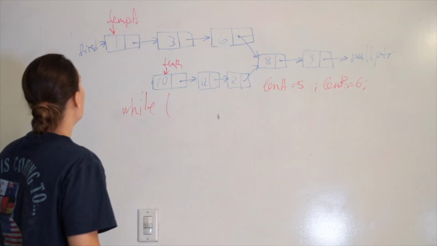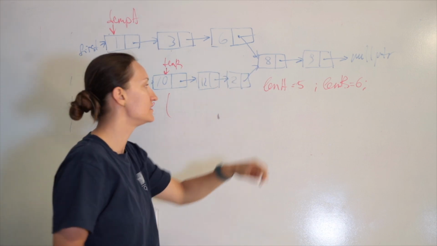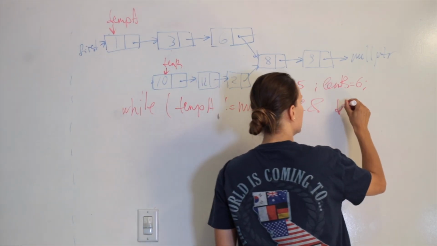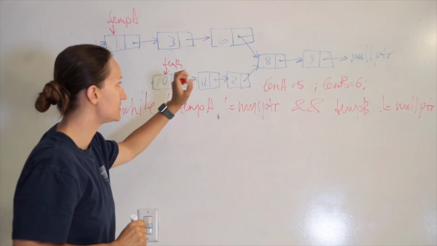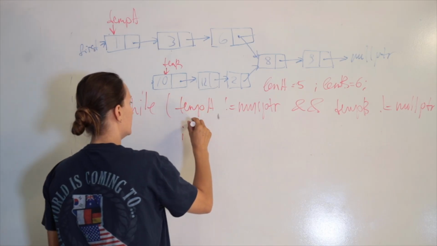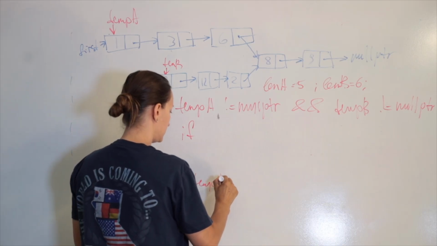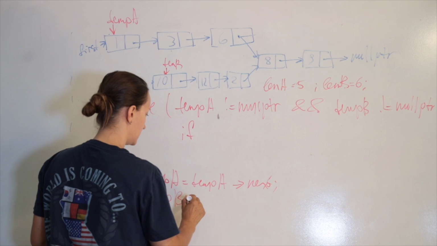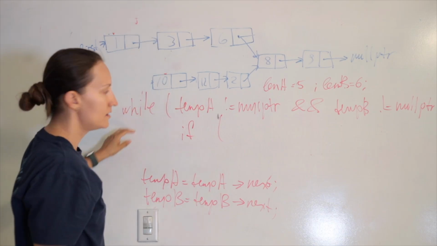which is the while loop. Now we have to move just these two pointers forward until both of them hit null pointer. Temp A is not equals null pointer, temp B is not equals null pointer. If they are met, it means we will return this pointer when they are met. So we will move both of them. Temp A equals temp A to the next, and temp B equals temp B to the next. So we'll move them one by one.